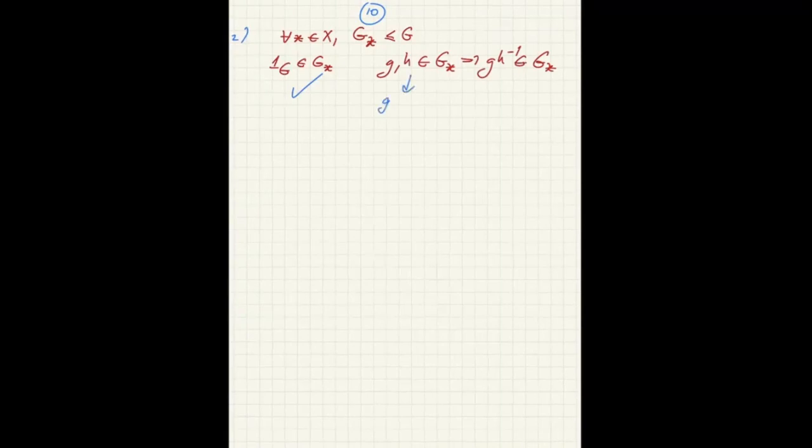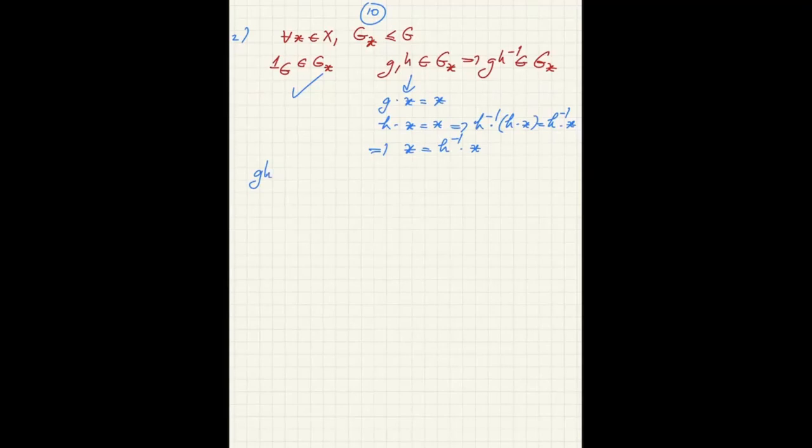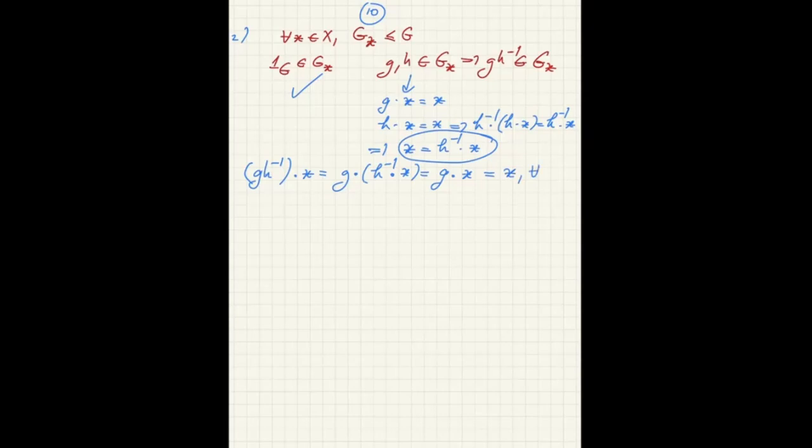So G and H belong to G of X means that G acting on X is X, and H acting on X is X. Now, from the second one, if we act to the right with H minus 1, H minus 1 acting on H acting on X equals H minus 1 acting on X. The left-hand side is X, and the right-hand side is H minus 1 acting on X. And now we can look at G times H minus 1 acting on X. This is G acting on H minus 1 acting on X, but H minus 1 acting on X is X, so this is G acting on X, and therefore this is X. So that implies that G H minus 1 is in the stabilizer of X.